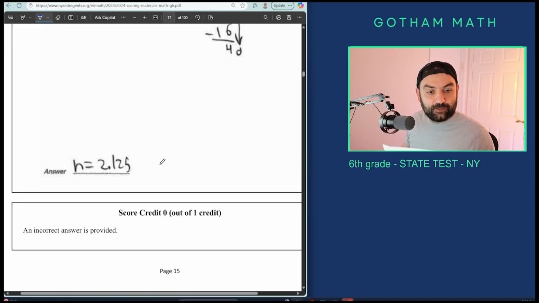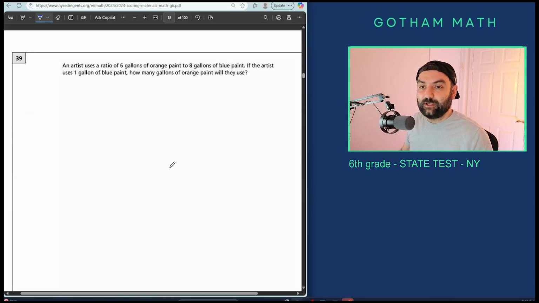Which is number 39. All right, we're at 39. An artist is using a ratio of 6 gallons of orange paint to 8 gallons of blue paint. If an artist uses 1 gallon of blue paint, how many gallons of orange paint will they use? All right, so this is a classic proportion question. So how do we solve a classic proportion question?